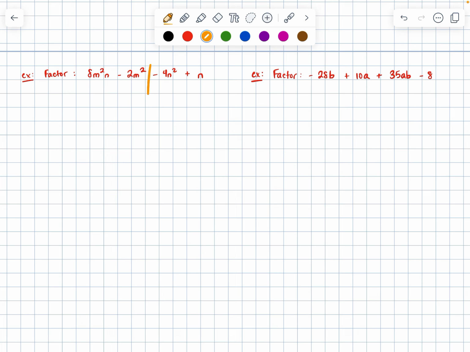And stop. So for my first one, it turns out I don't actually need to rearrange, but I'm going to take the first half. 8m squared n.